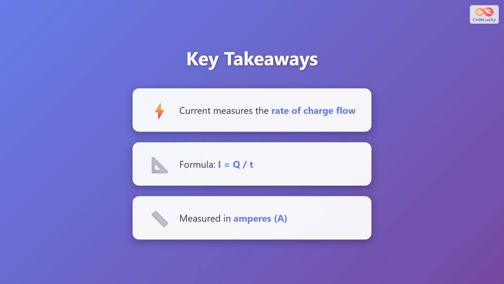Let's recap the important points. First, electric current measures the rate of charge flow through a conductor. Second, we calculate current using the formula I equals Q divided by T, where I is current, Q is charge, and T is time. Finally, current is measured in amperes, where 1 ampere equals 1 coulomb of charge flowing per second. Understanding these concepts is crucial for working with any electrical circuit or device.